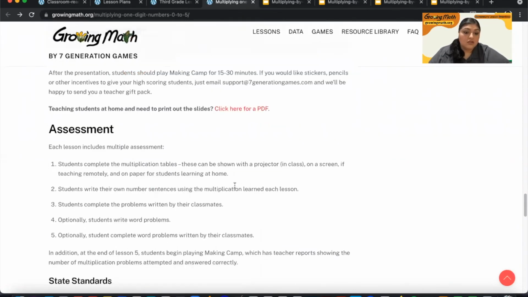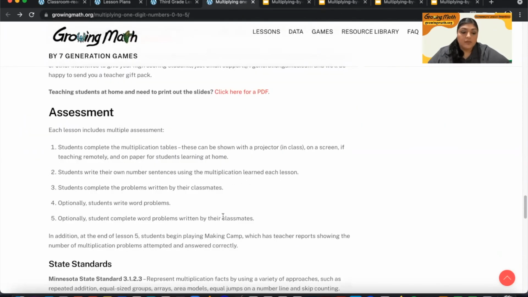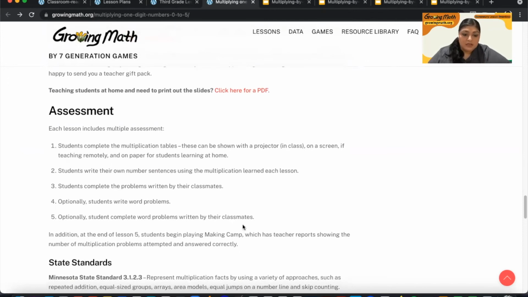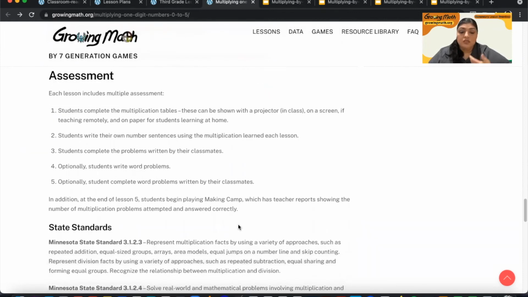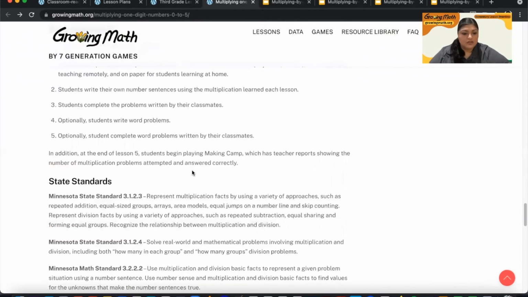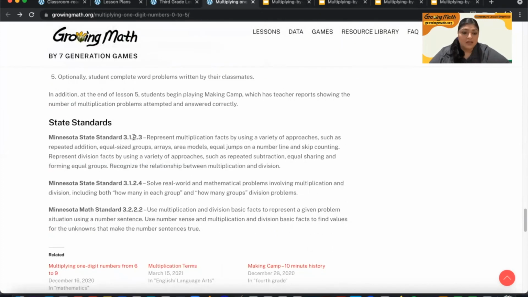Assessment. Each lesson includes multiple assessments. Students write their own number sentences using the multiplication learned in each lesson. Students complete the problems written by their classmates. In addition, at the end of lesson 5, students begin playing Making Camp, which has teacher reports showing the number of multiplication problems attempted and answered correctly. So after assessment towards the end of the lesson, you will have specific state standards.